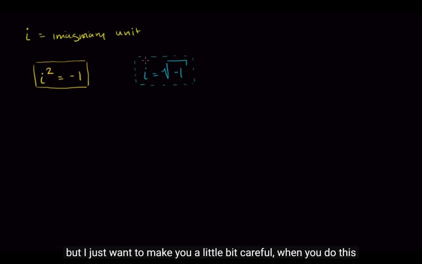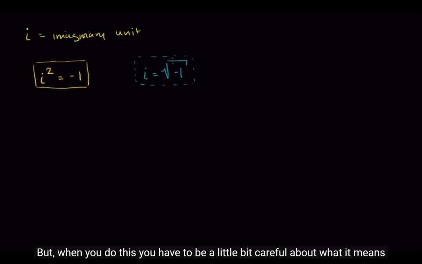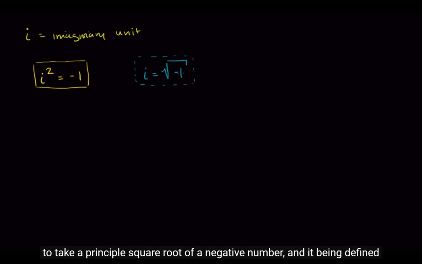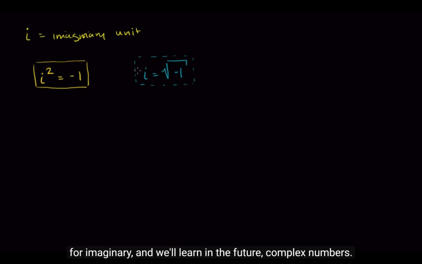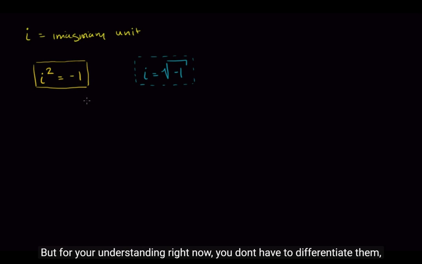But I just want to make you a little careful when you do this. Some people will even go as far as saying this is wrong, and it actually turns out that they are wrong to say that this is wrong. But when you do this, you have to be a little bit careful about what it means to take a principal square root of a negative number and it being defined for imaginary, and as we'll learn in the future, complex numbers. But for your understanding right now, you don't have to differentiate them. You don't have to split hairs between any of these definitions.